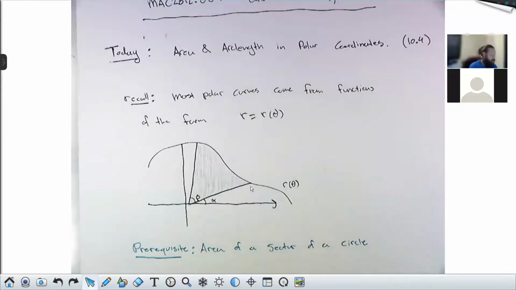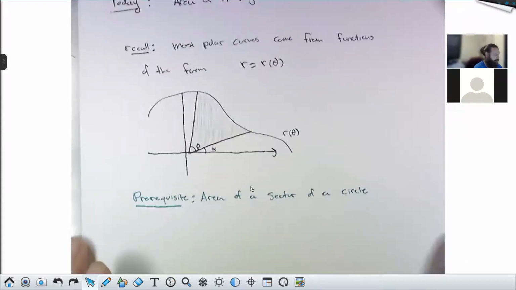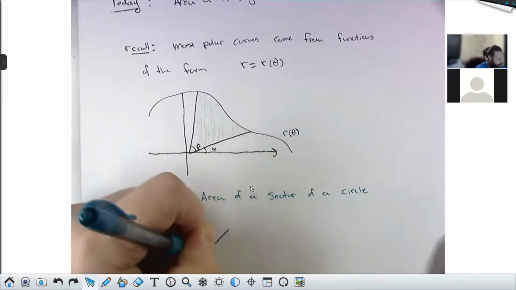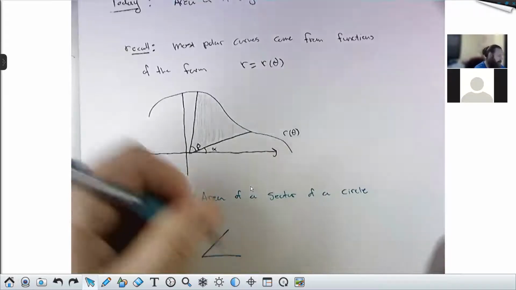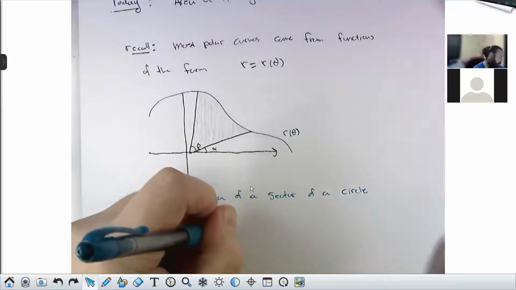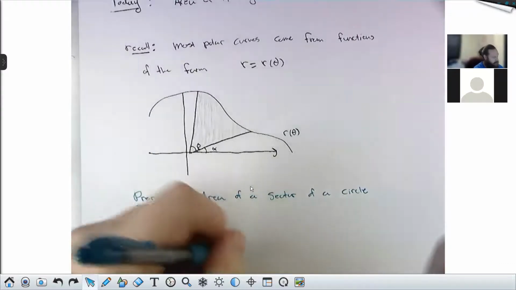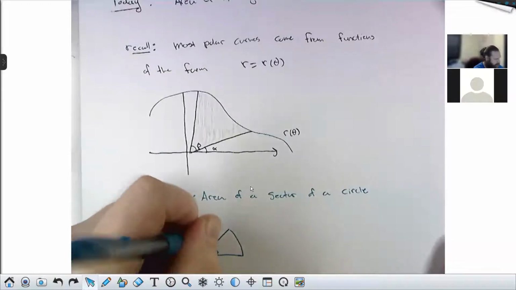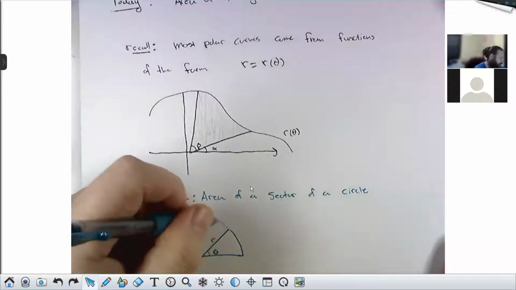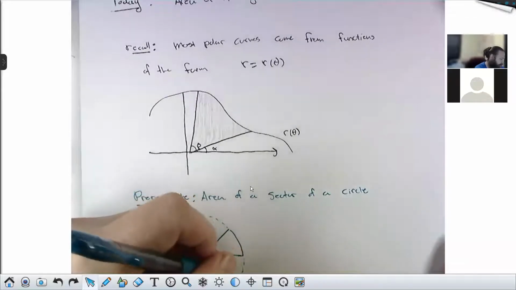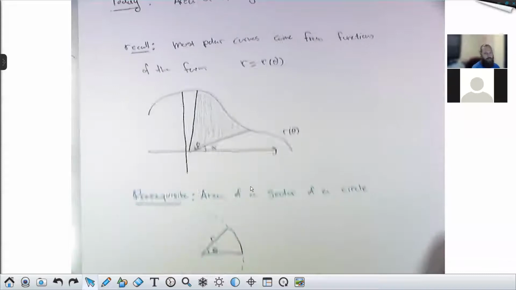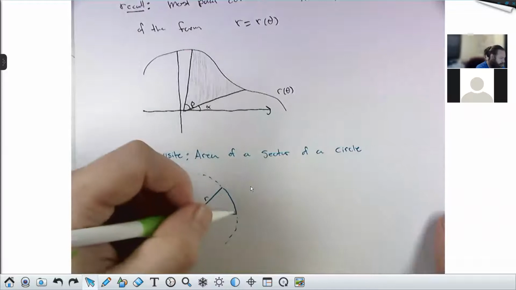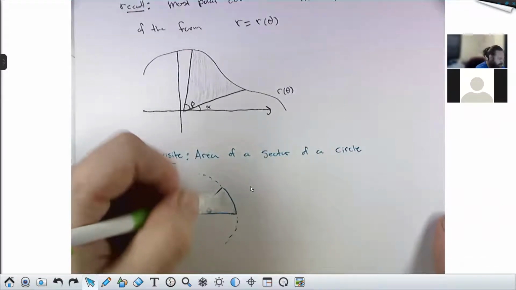So what do we mean by a sector? Well, if you take a circle, but only consider a portion of it, like this, where this angle here is theta and this radius here is r, of course, you can imagine there's a whole circle here. But if I just want to find the area of this sector, how would I do that?